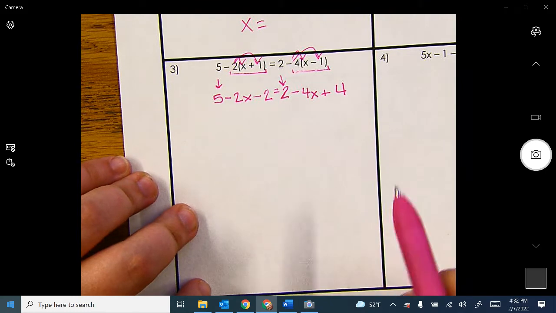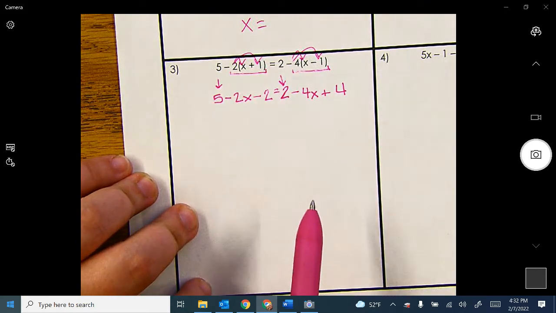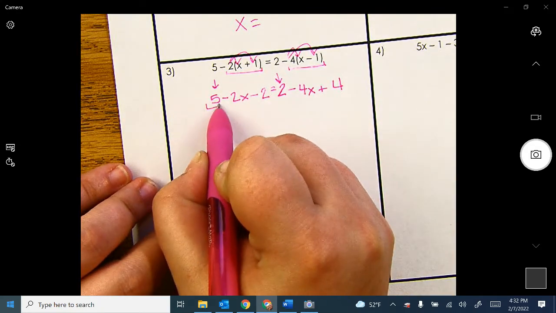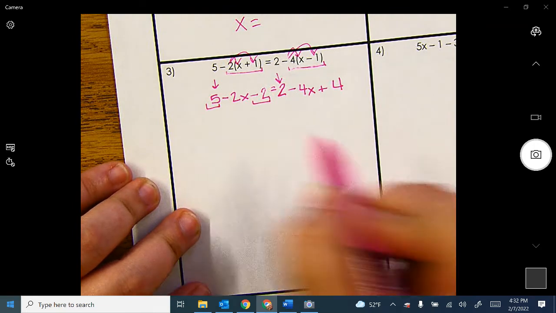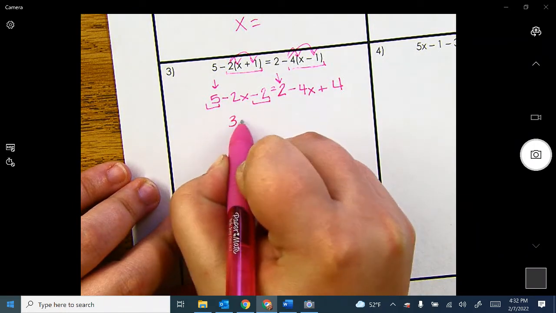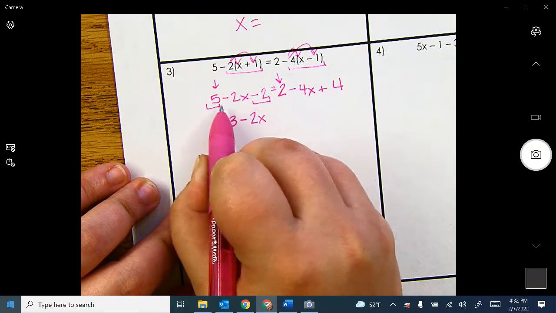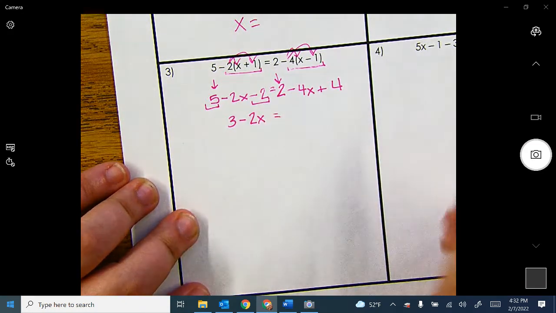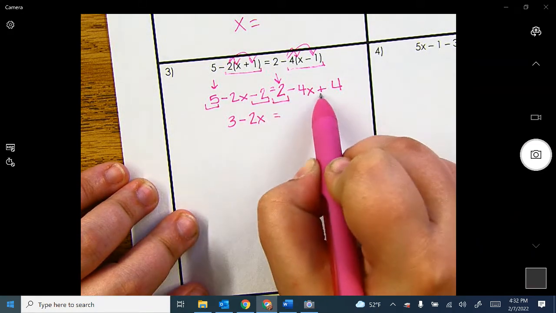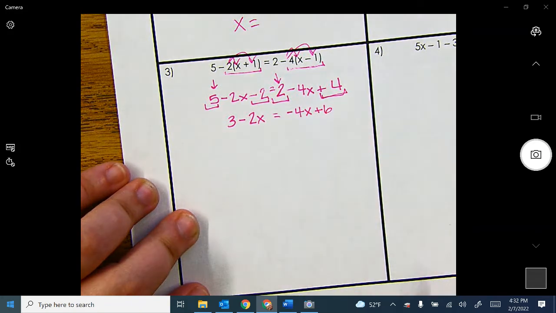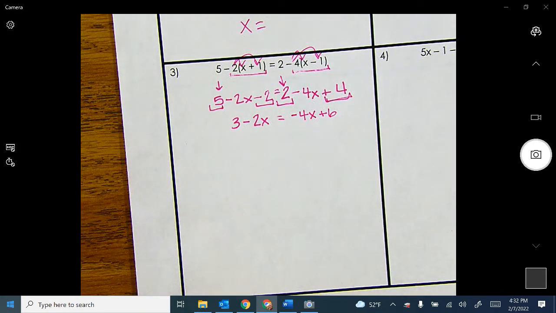Okay, so now I've done my distributive. My next job is to do some zero pairs or combine like terms here. So I've got a 5 and I've got a minus 2. So 5 minus 2 is 3. So I have 3 minus 2x on the left, right? I still have that negative 2x. Over here, I have a positive 2 and a positive 4. So altogether, I'm going to have still that negative 4x plus 6. Okay, now I have all of my zero pairs done. My distributive property is done.